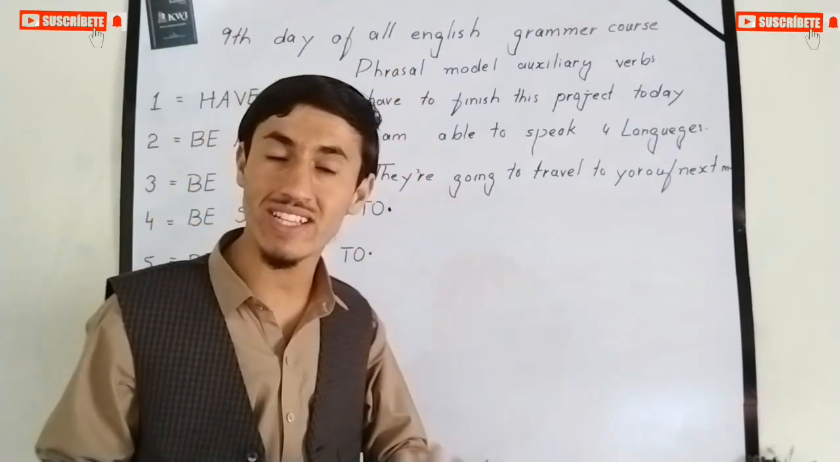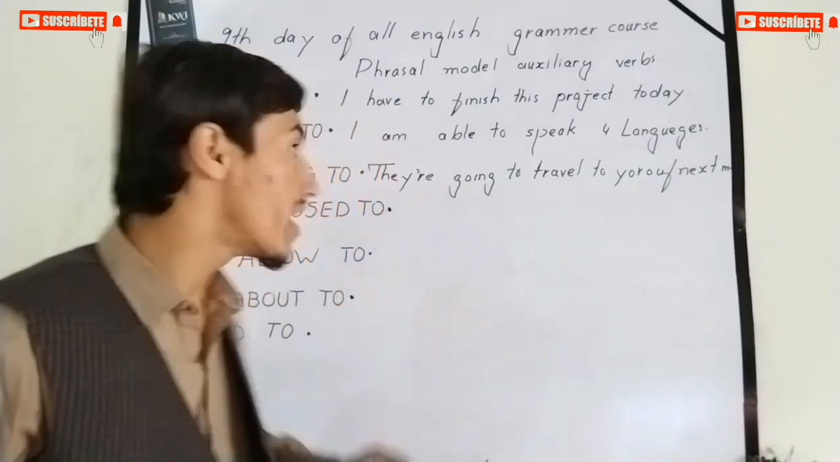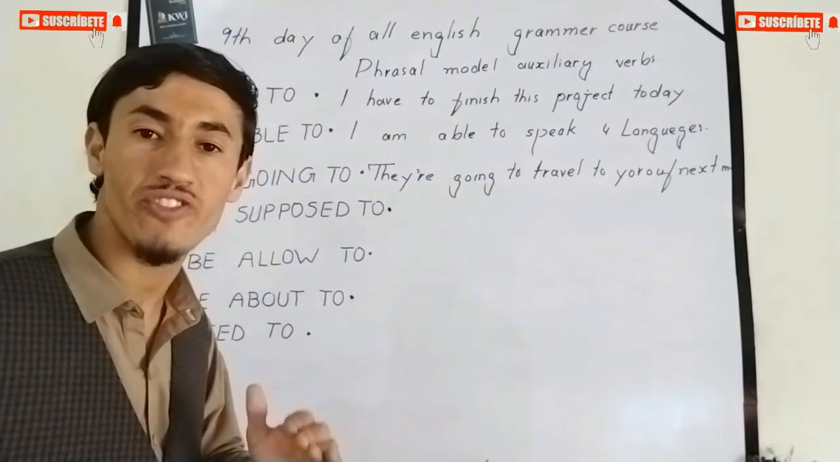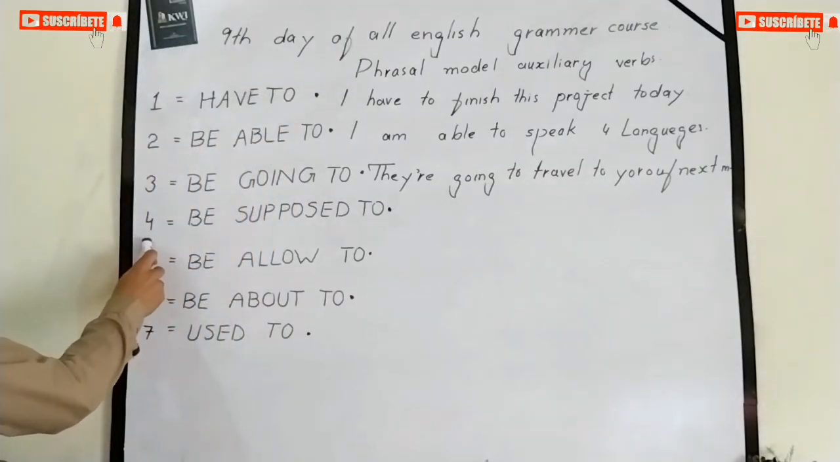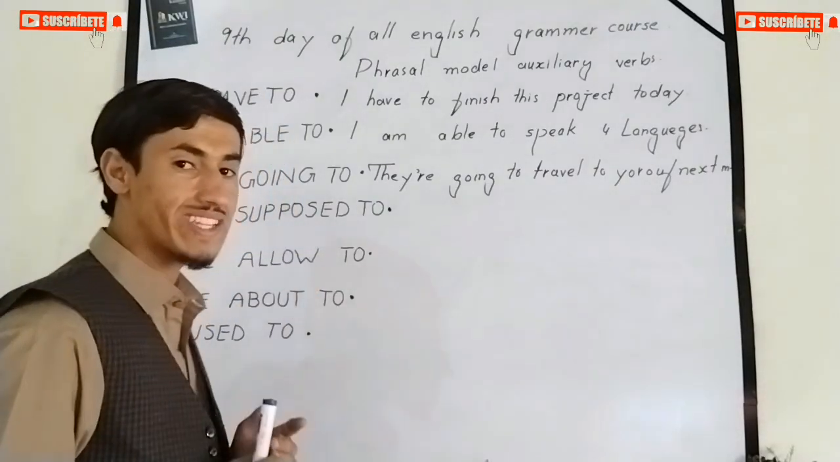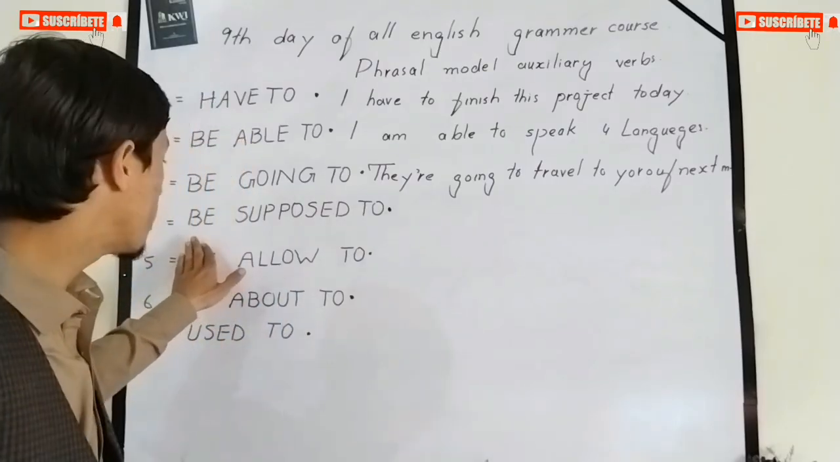So it means they have intended, they have a future plan to go to Europe next month. Got it? So be going to is used for a future plan or intention. Got it? Now let's talk about be supposed to. What is the phrasal modal auxiliary verb used for?